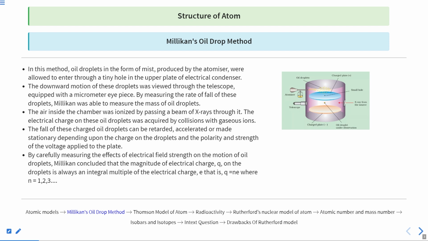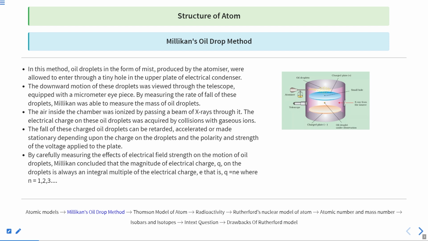So with the help of X-ray, what are we doing? We are ionizing all the air. Ionizing means we are taking electrons out of the gaseous atoms and making them ions. Clear? And why is it happening? Because of course X-ray is electromagnetic radiation, and electromagnetic radiation is a form of energy. So with that energy we are ionizing the air that is present between the plates.